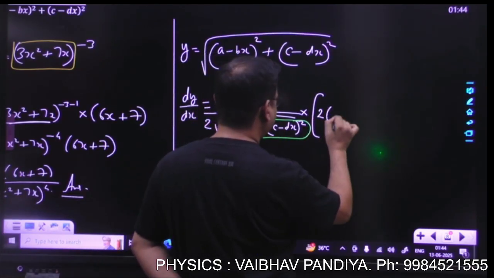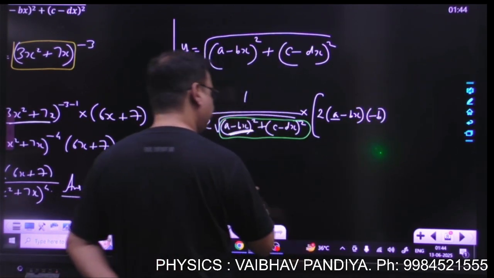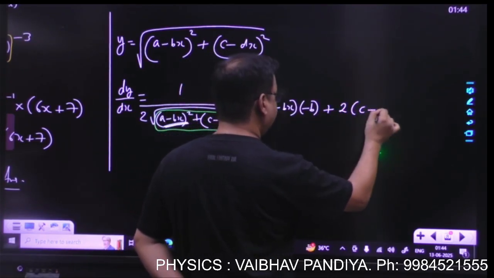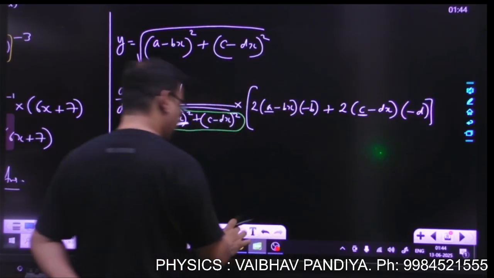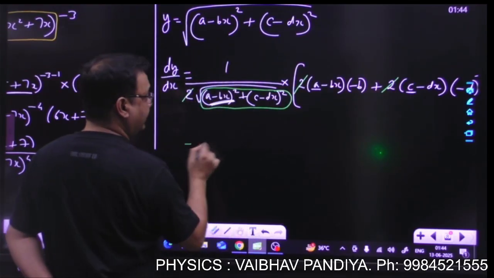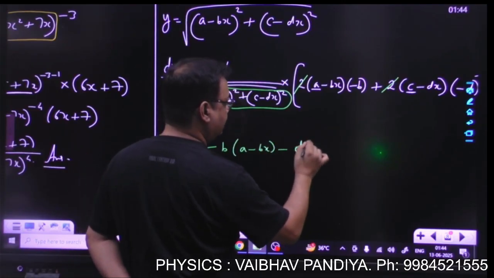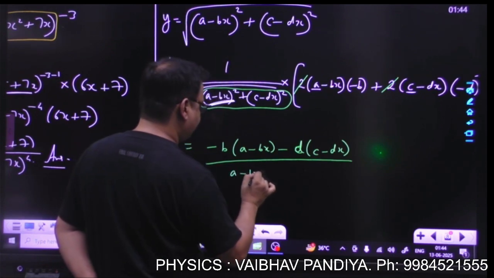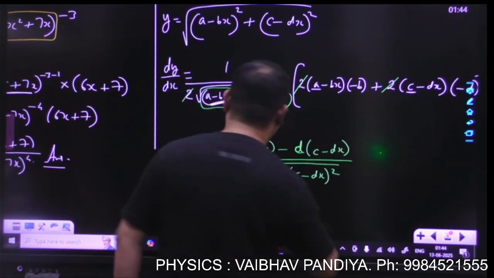Again we will apply the chain rule for this expression. So the power is 2 times a minus bx, the derivative of a will be 0, minus bx will have a derivative of minus b, and you will have plus 2 times c minus dx, the derivative of c will be 0 and minus dx will have derivative minus d. So this will be your answer. You can take the common factor 2 out. So you will get minus b times a minus bx minus d times c minus dx divided by the root of a minus bx whole square plus c minus dx whole square. That is your final answer.